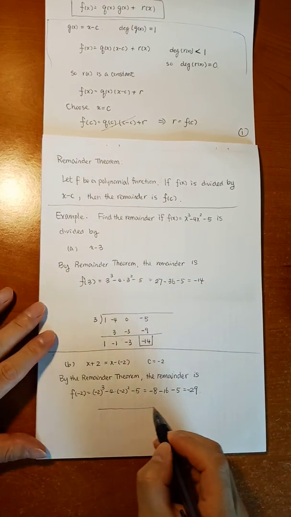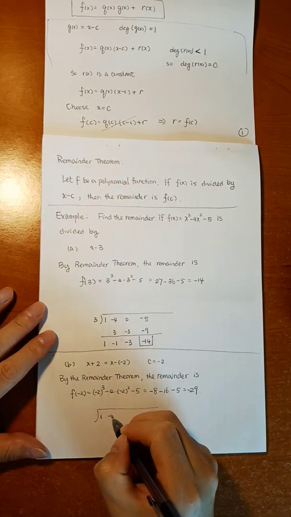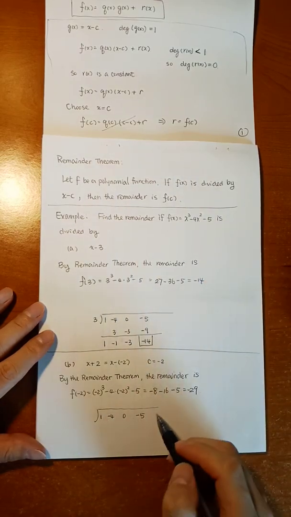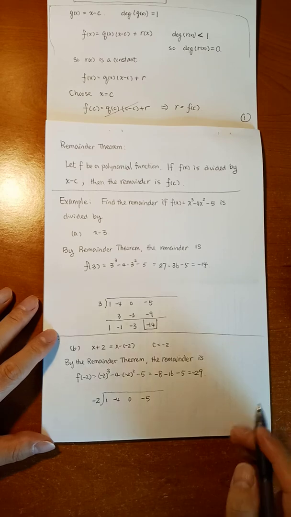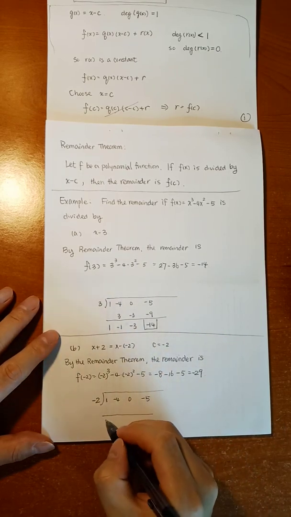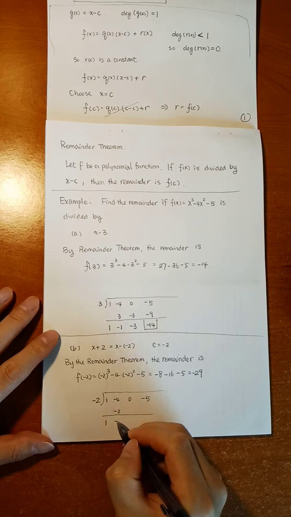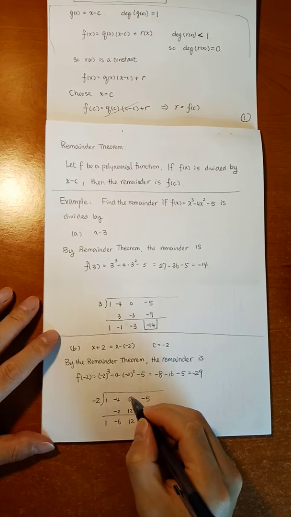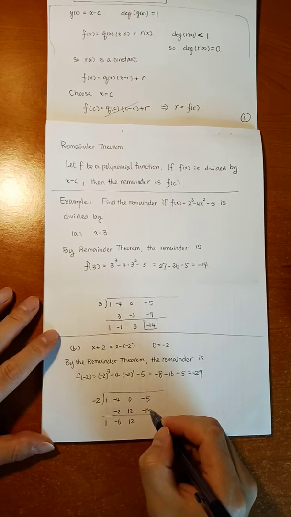Let's try the synthetic division also. We have the same thing. 1, -4, 0, -5. We have the same polynomial. Of course, this row is the same, and c is changed. So we got 1. 1 times -2 is -2. It's a -6. -2 times -6 is 12. The addition is 12. 12 times -2 is -24.